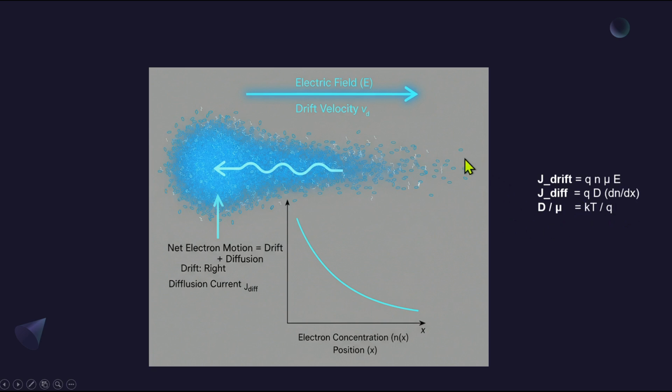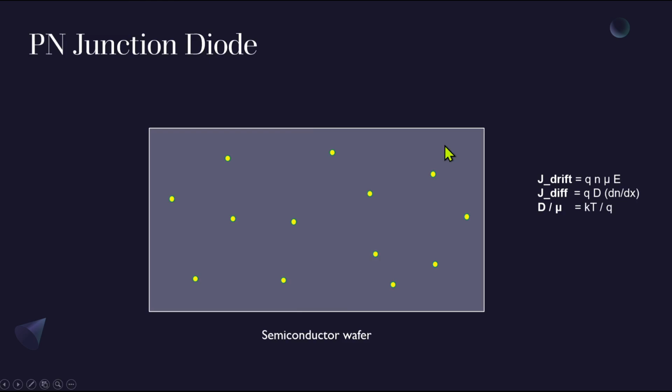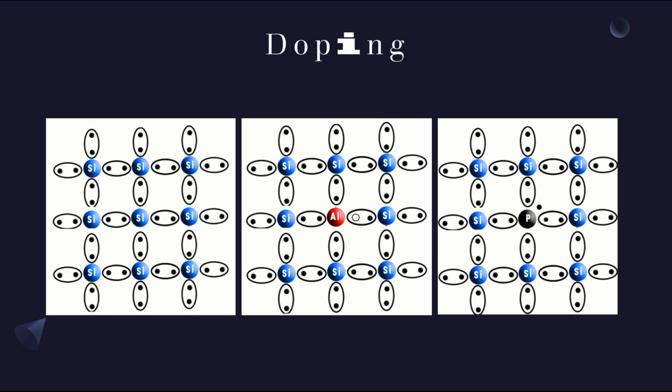Now moving on to the PN junction diode. How is it formed? To generate a PN junction diode, first we require a semiconductor wafer. Before going into how it is formed, first let us see the interesting topic of doping.